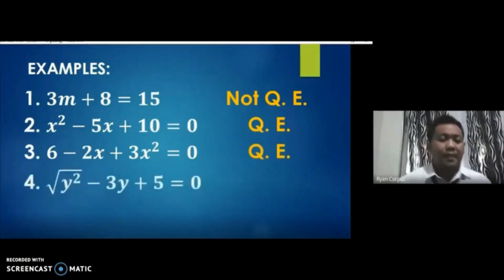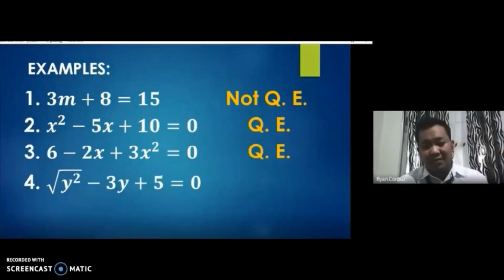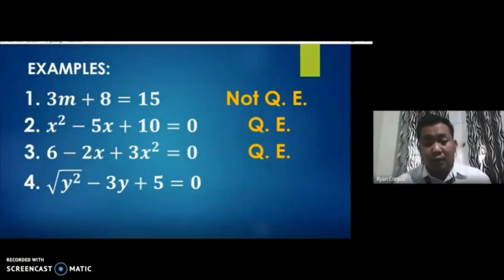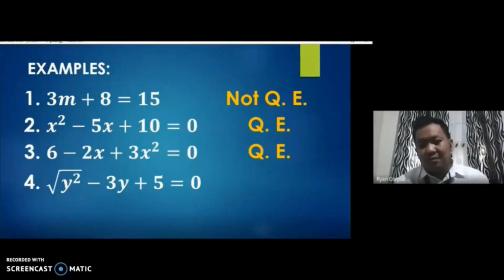Number 4, square root of y squared minus 3y plus 5 is equal to 0. As you can see, it has 2 as the highest exponent of the variable, and it only involves one variable. But on example number 4, the first term, which is the quadratic term, we are getting its square root.